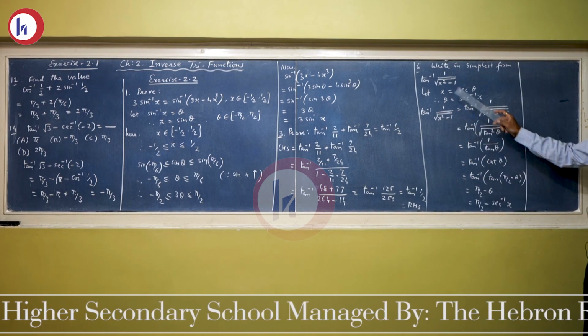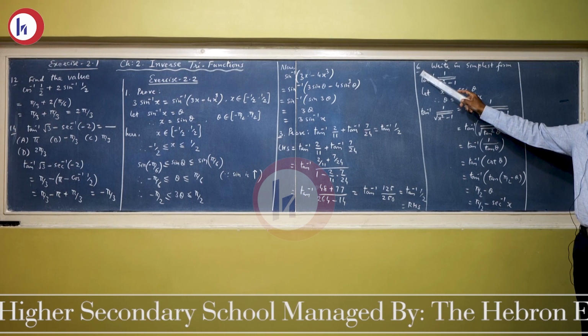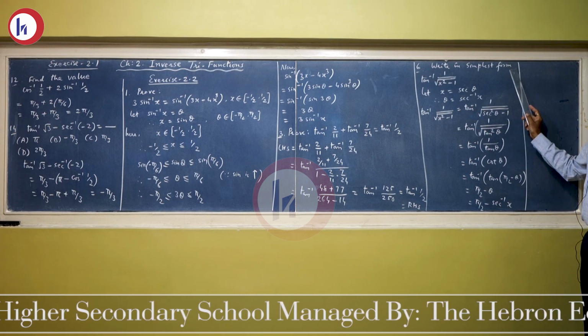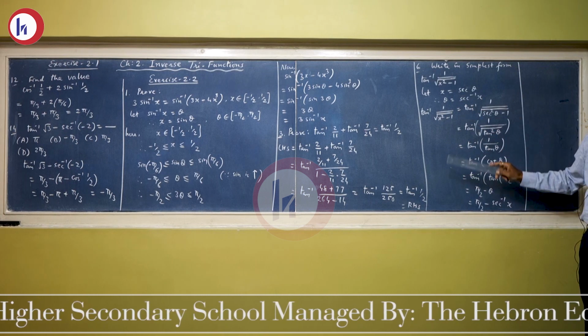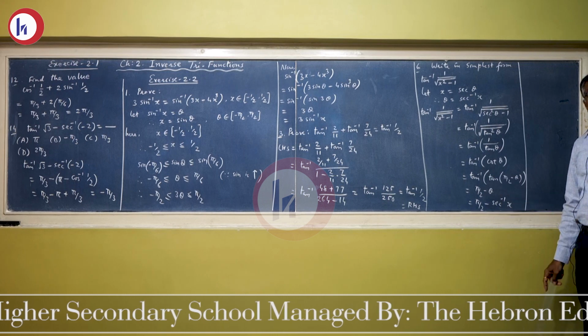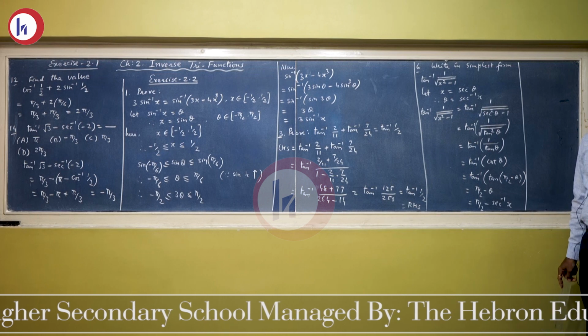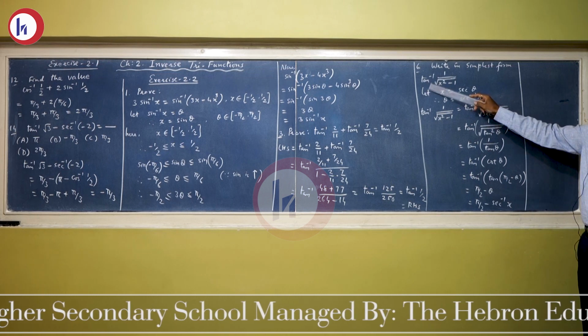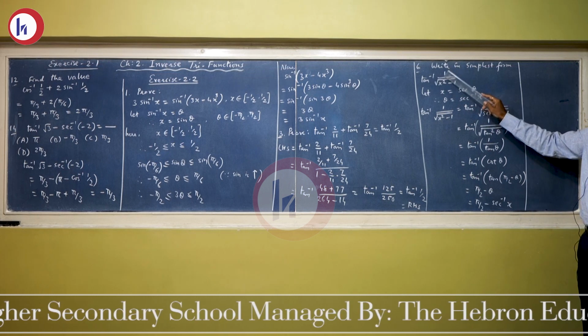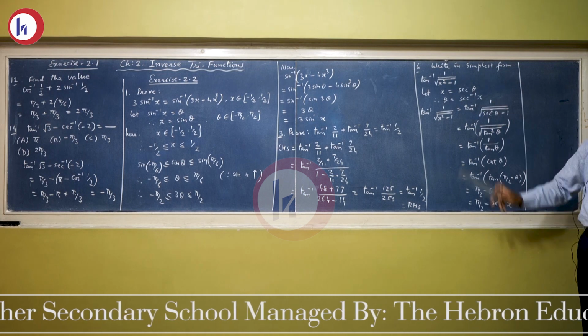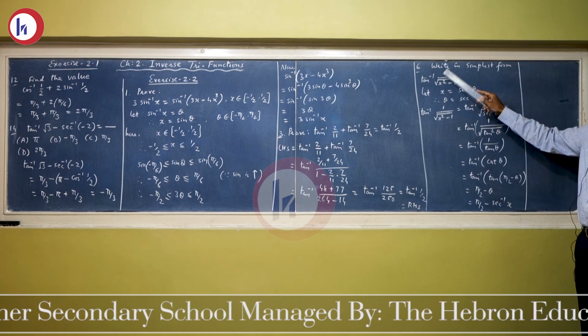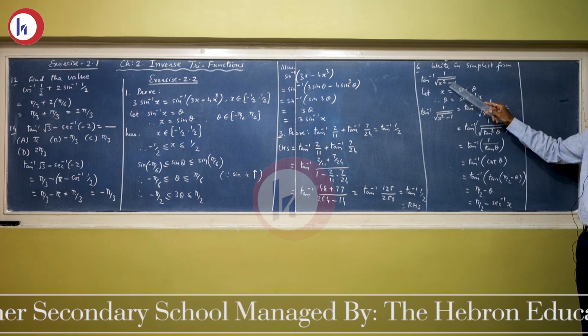Let us see one more example. Sixth example: write in the simplest form. You have to proceed further till you come to know that it is not possible to proceed further. That will be the simplest form. Now this is given: tan inverse 1 upon square root of x square minus 1.